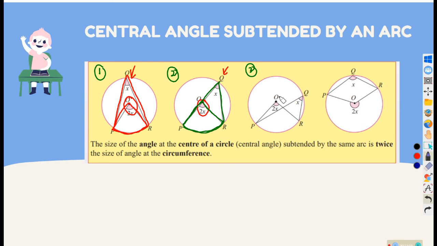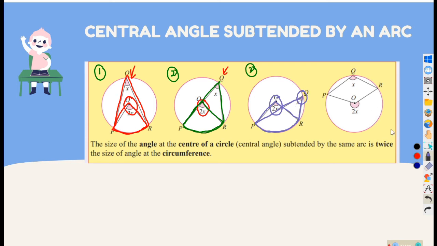Next one here is also the same: the angle at the center is 2 times, which is twice, the angle at the circumference. Next we check, is it going the same arc? P going to Q, then goes to R, then goes back to P using the same arc here. Then P goes to the center, then goes to R, and then goes back to the same arc, P.